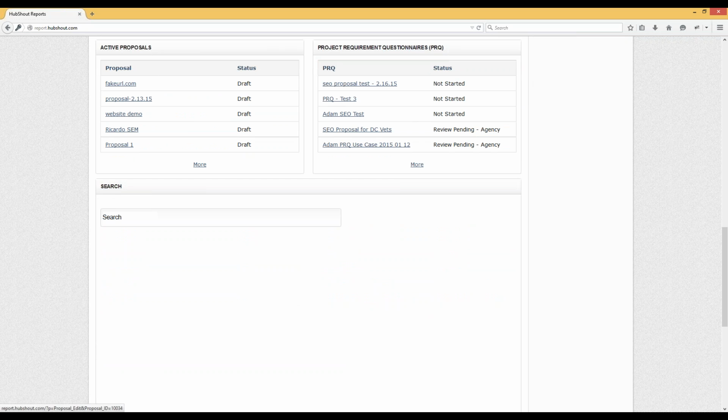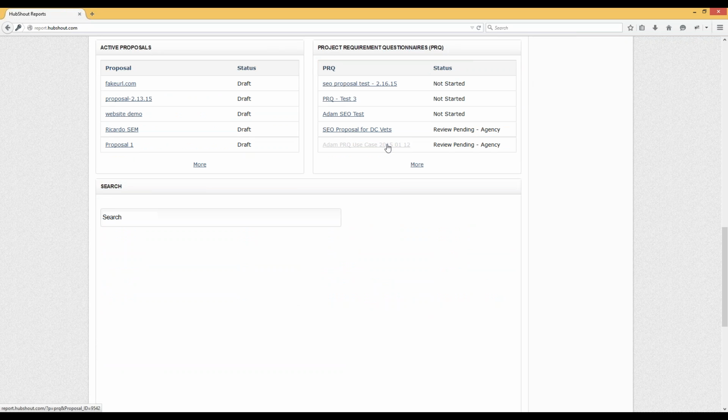So active proposals are any proposals that you would have open with us. This would be anything that you had requested a proposal on, or that you had worked on a proposal. You'd be able to get to that quickly here. And then finally, the project requirements questionnaire. That's going to be any questionnaire that we need you to fill out or sign off on.